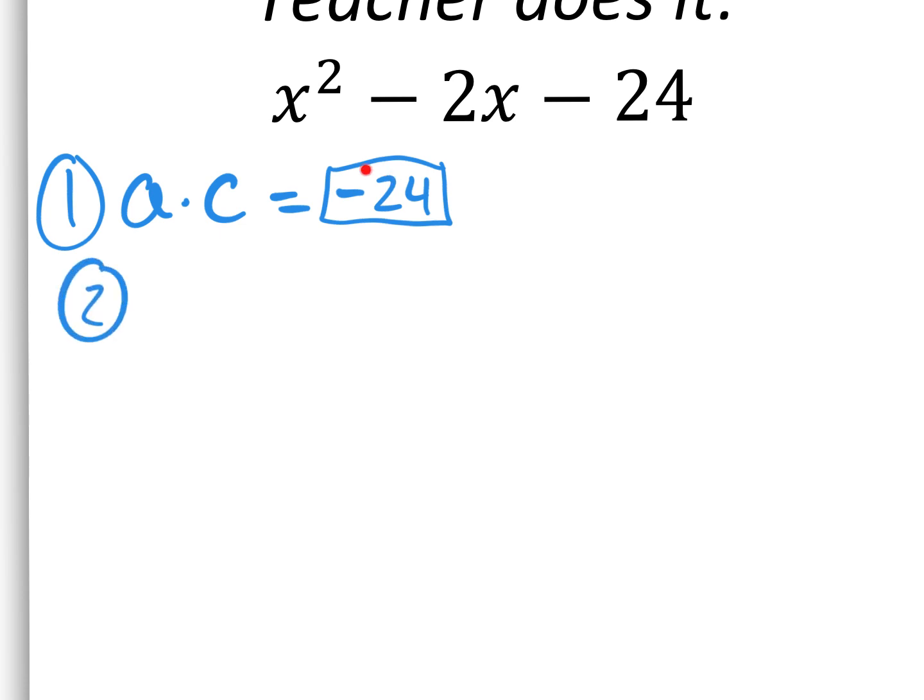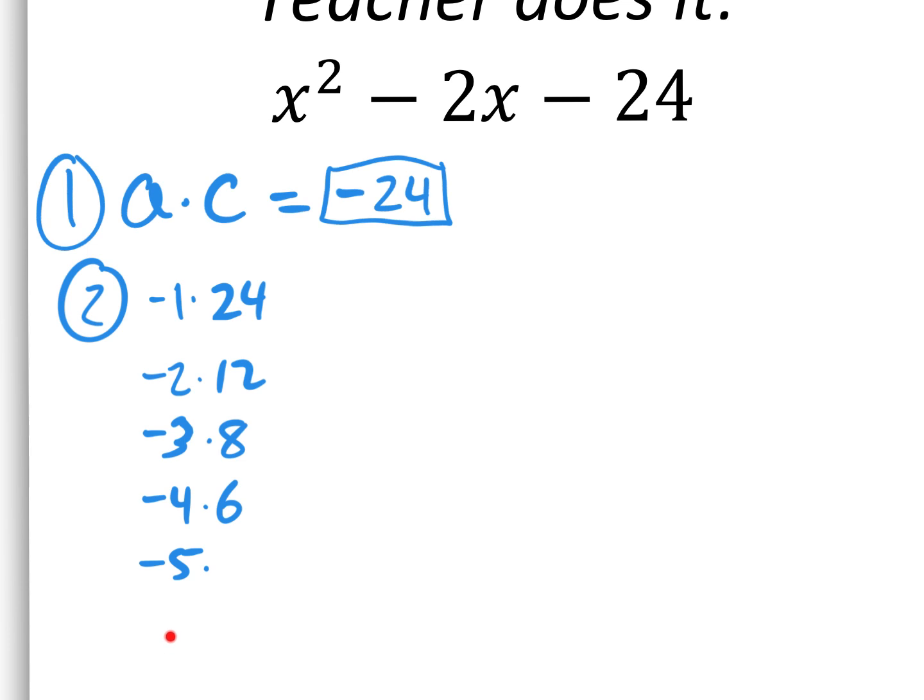How could we get -24? So I'm going to start by saying -1 times what will give me -24? Yeah, -1 times 24 will give me -24. How about -2 times what will give me -24? 12. Okay, how about -3 times what will give me -24? 8. How about -4 times what gives me -24? 6. How about -5 times what gives me -24? It doesn't work, right? And if I went to -6, I'd already be back to this pair of numbers. So I could just stop right there. That's my list, the list of the multiples of that answer from step 1.